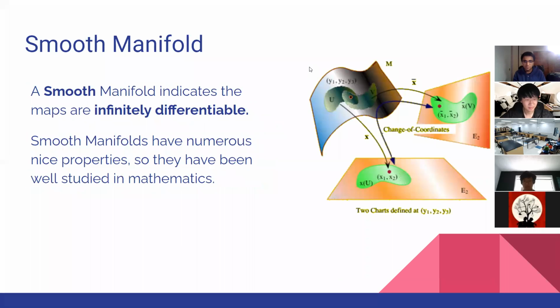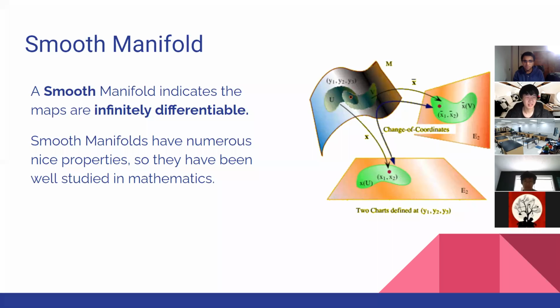So what is a manifold? Look at the picture on the right. There are three things, two flat planes and one curved manifold. There's a map between the objects on the manifold and the Euclidean space. Technically, it's a subset of Euclidean space. If this map is infinitely differentiable, this is called a smooth manifold.